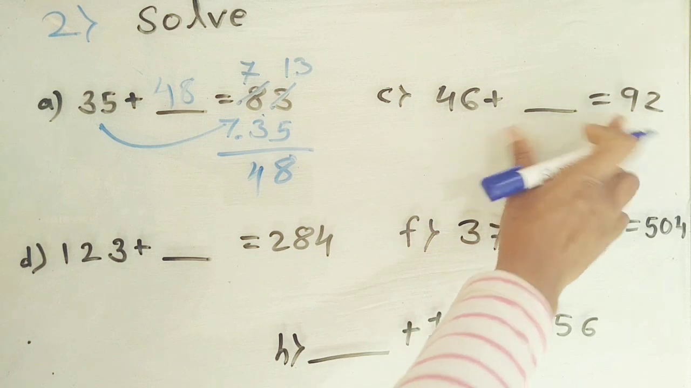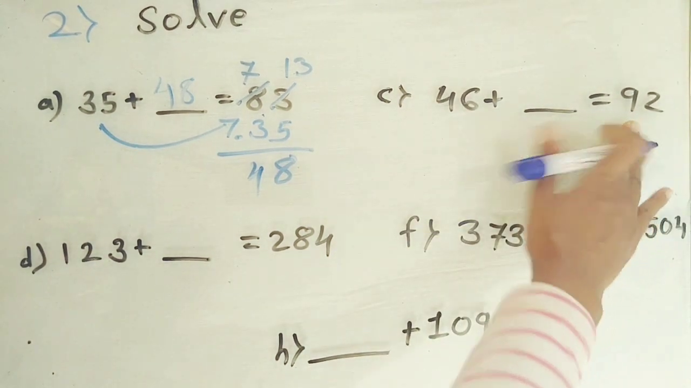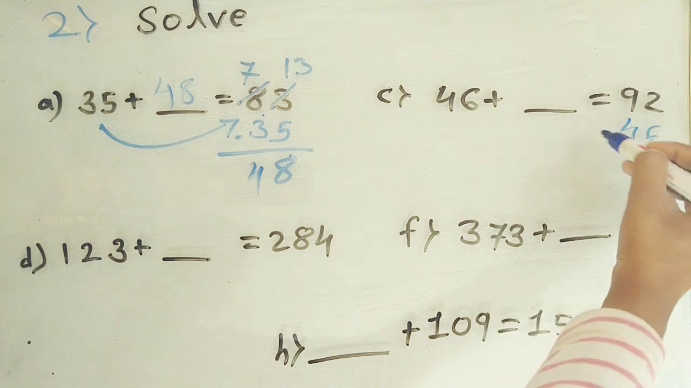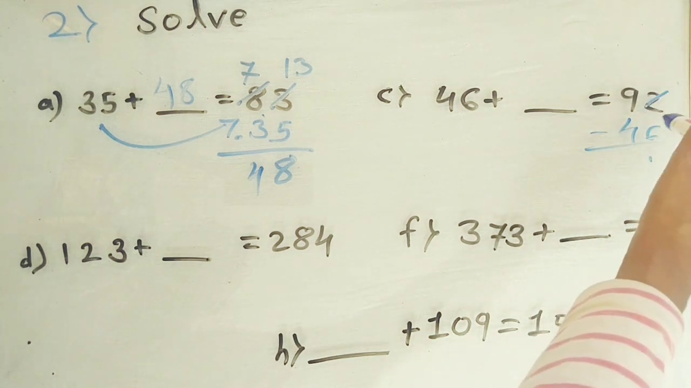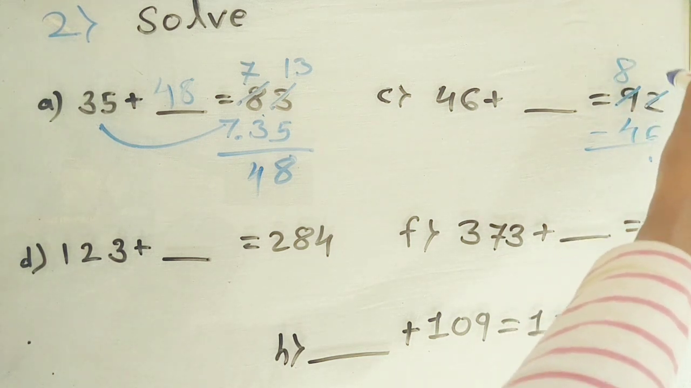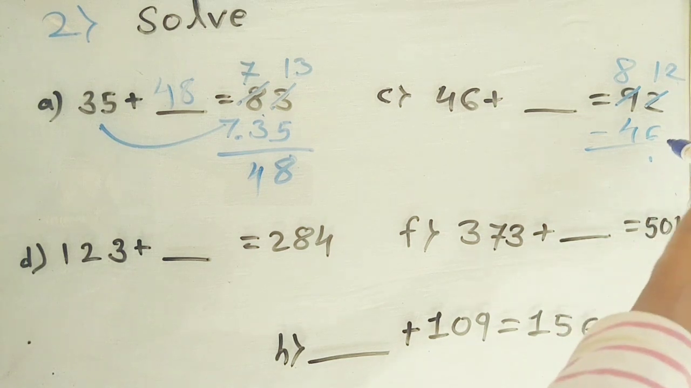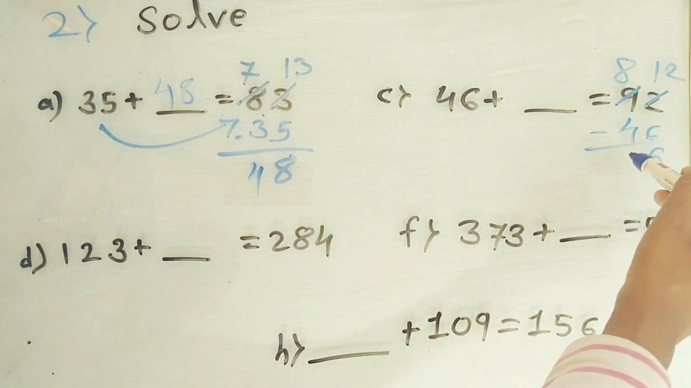46 plus what equal to 92. We should subtract this 46 from this 92. Now 2 minus 6, is it possible? No. So this 2 will ask for a borrow from this 9. 9 will become 8 and this 2 will become 12. Now 12 minus 6 is equal to 6 and 8 minus 4 is equal to 4.